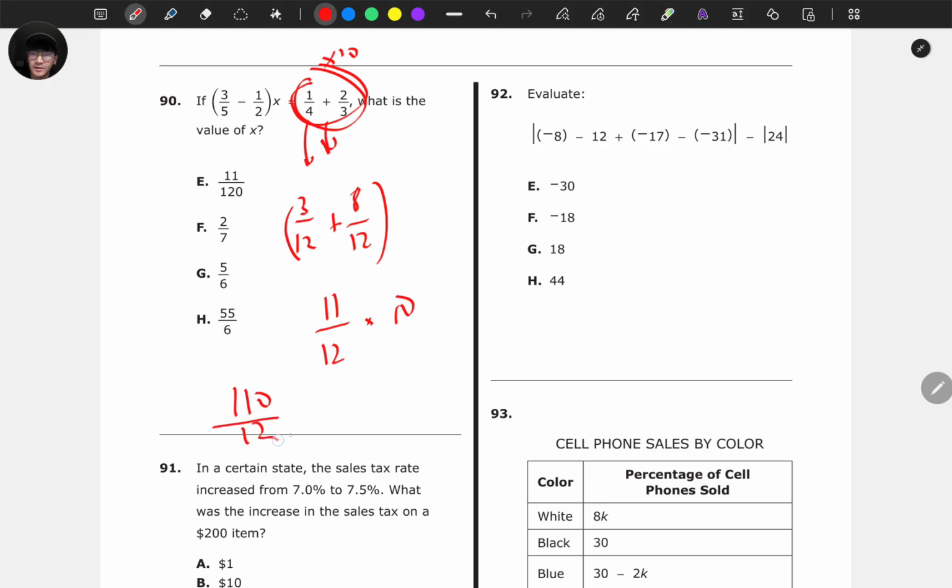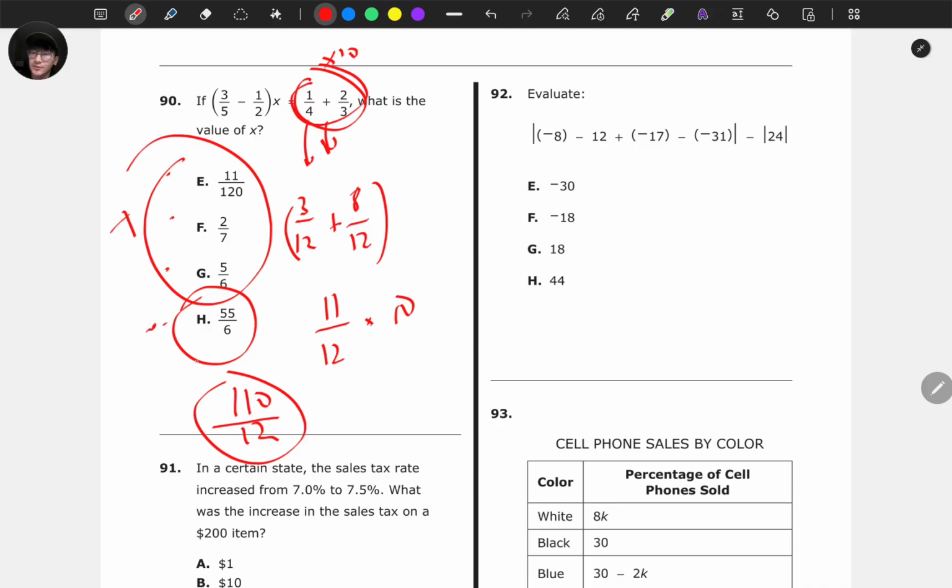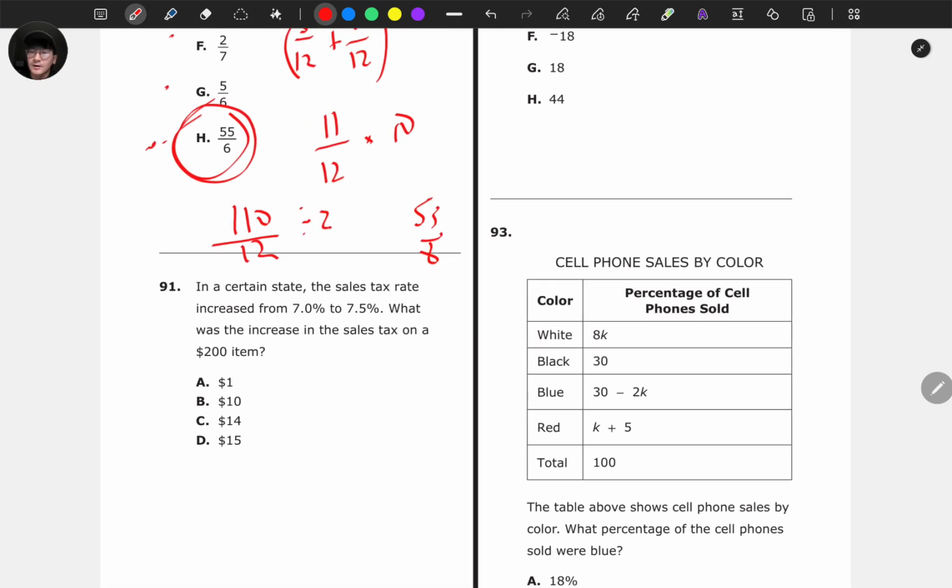Because it's going to be 11/12 times 10, and then you simplify this, but then you look at these choices. These things are proper fractions, but then this is the only improper fraction, and when you divide by 2 on both top and bottom, you're going to get 55/6. So it's got to be H. Okay. 91.